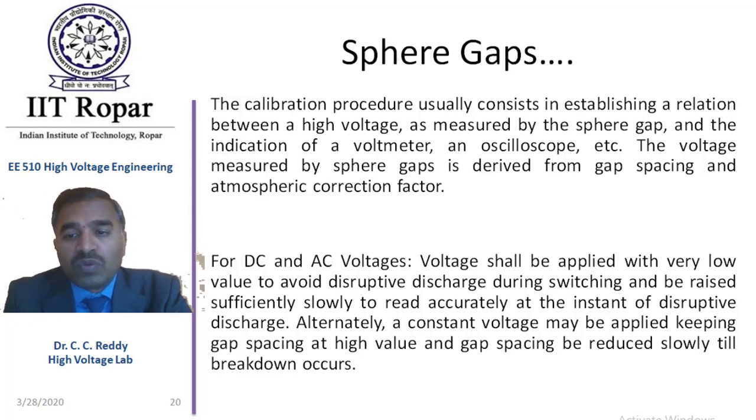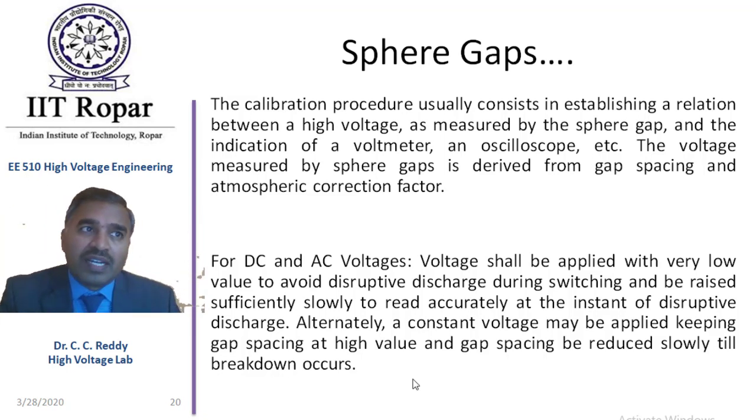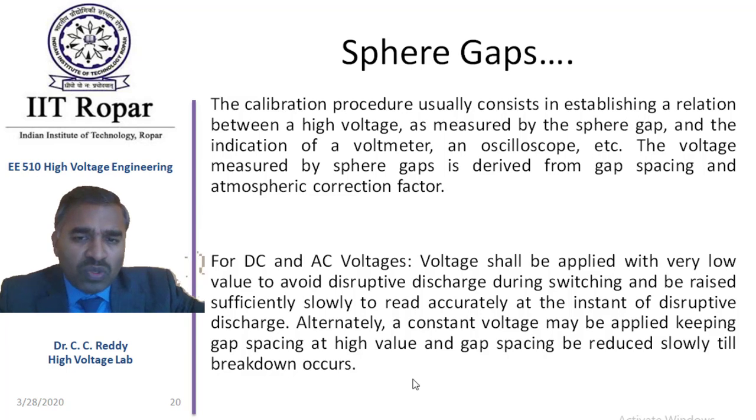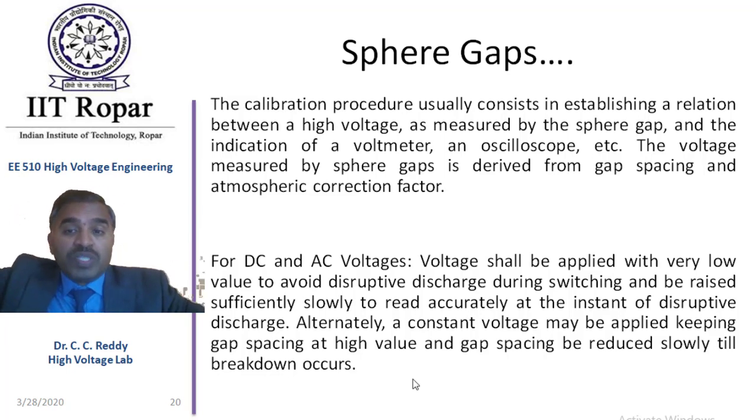Alternately, a constant voltage may be applied, keeping the gap spacing at a high value, and the gap spacing be reduced slowly till breakdown occurs. So, instead of applying low voltage and increasing it very smoothly until breakdown occurs, just apply a certain voltage, keeping the gap spacing very high, because otherwise the gap will break. Then initially you keep the gap spacing high and slowly decrease it. And when it breaks, stop and measure the gap spacing. That gap spacing corresponds to a certain voltage as per the tables.